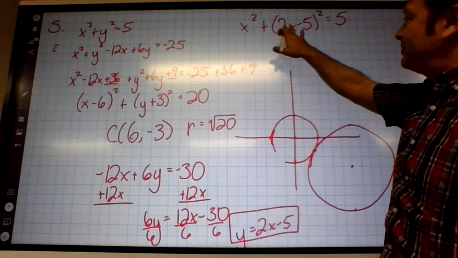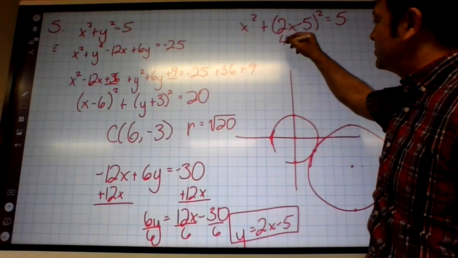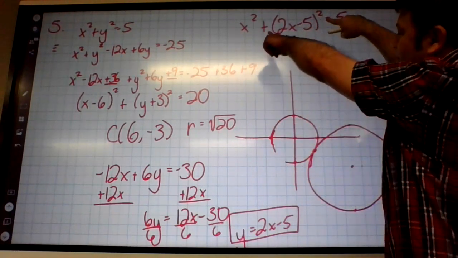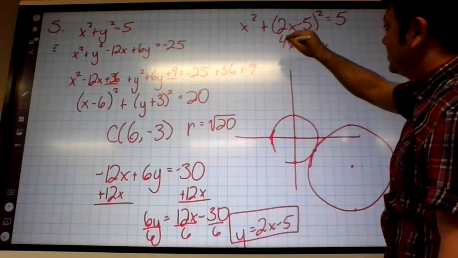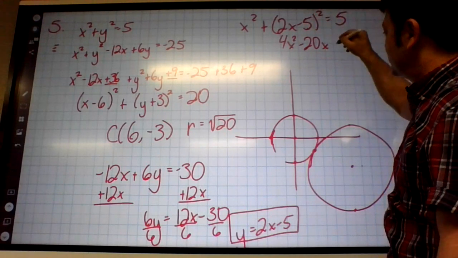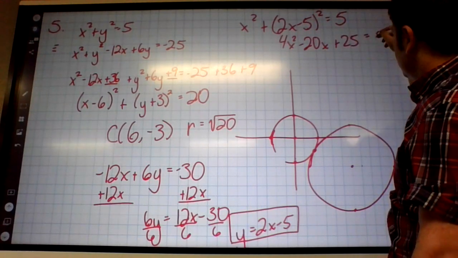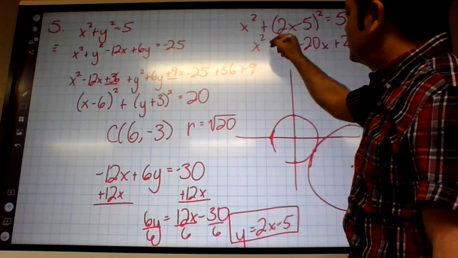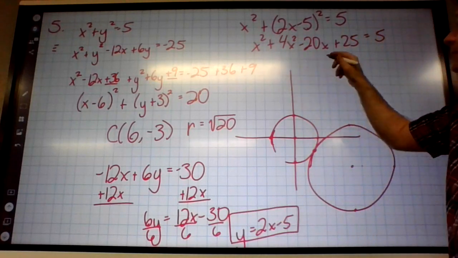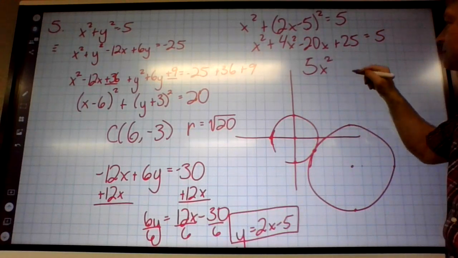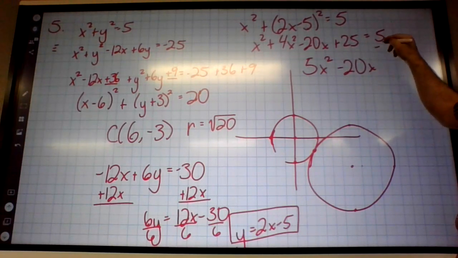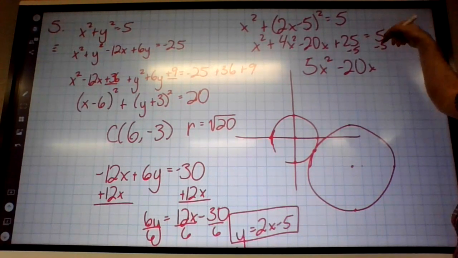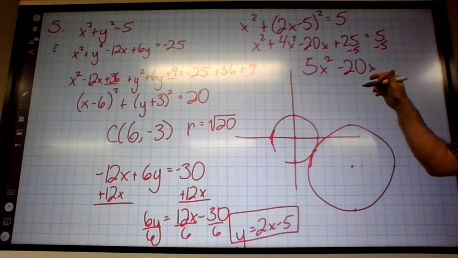So when you do first times first, 2x times 2x is 4x squared. Outside would be minus 10x minus 10x. I'm kind of fast forwarding this, sorry. And then minus 5 times minus 5. The x squared is still up there. x squared plus 4x squared. Then we need a 0 over here, so I'm going to subtract 5.